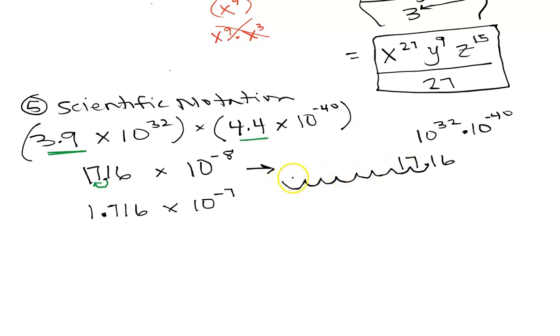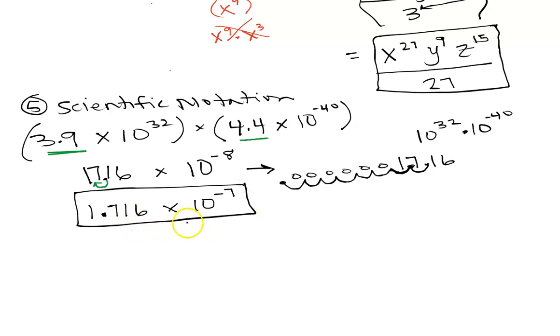But then we've got to figure out, okay, we want it really to be there. Well, how many places have we moved? 1, 2, 3, 4, 5, 6, and then that last one is 7. So that's why it's to the negative 7 power. Because that would be like the number written out without scientific notation, 0.0000001716, right? But then we can see, oh yeah, it's going to be 7 places, not 8, so negative 7.